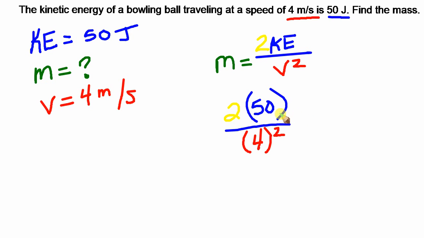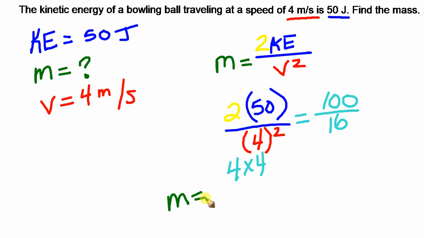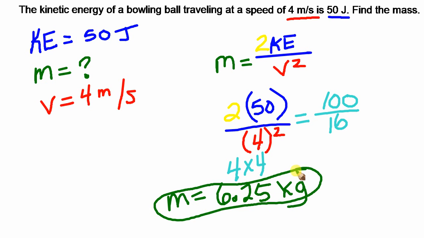I'm going to type the top into my calculator, 2 times 50, and I find out that that is 100. And I'm going to square the number 4, so that's the same as 4 times 4, which is 16. Now I'm going to type into my calculator 100 divided by 16, and I find out that my mass equals 6.25 kilograms. Make sure you have units every single time.